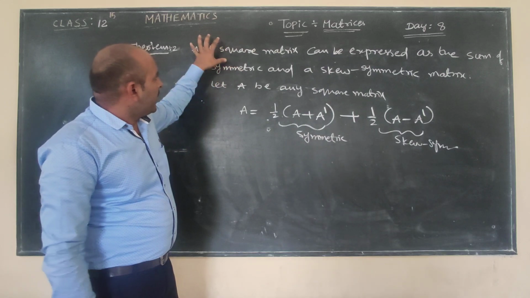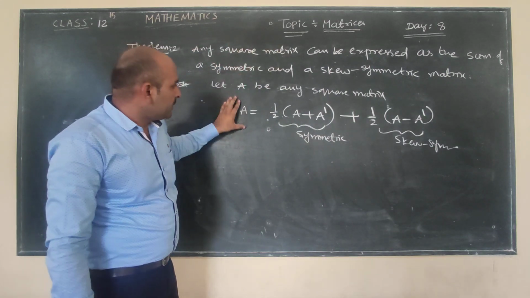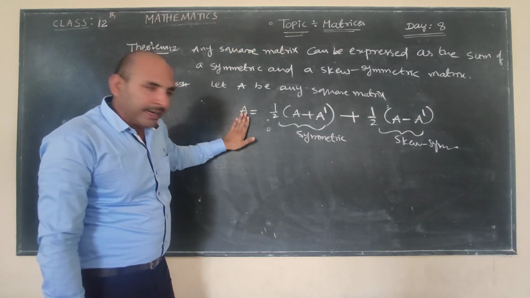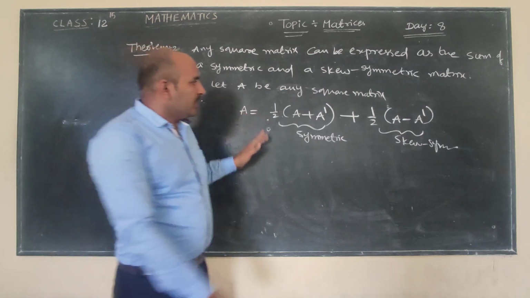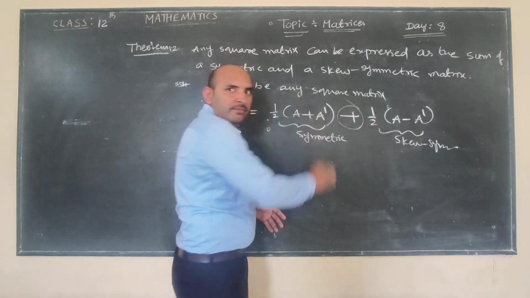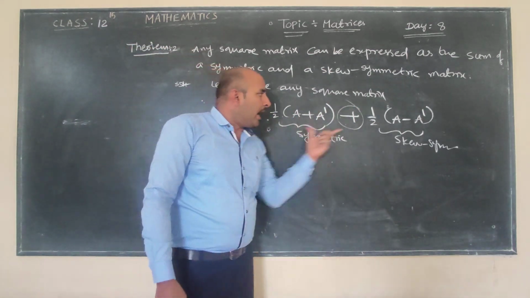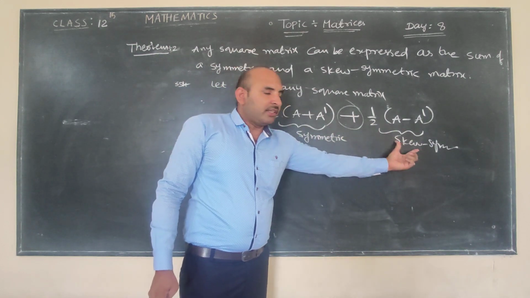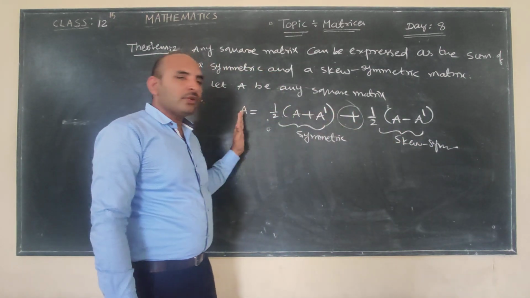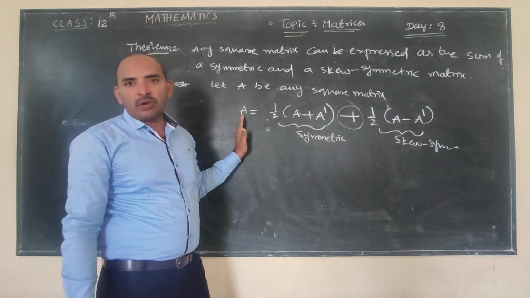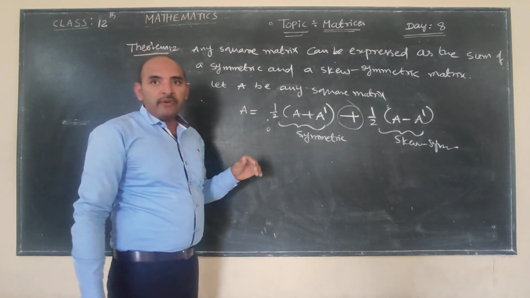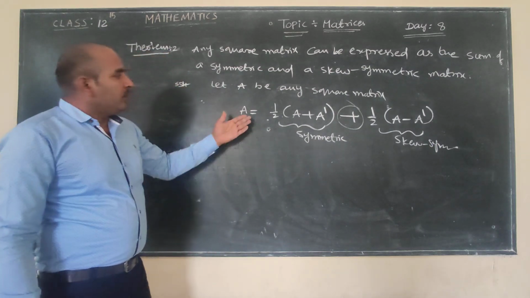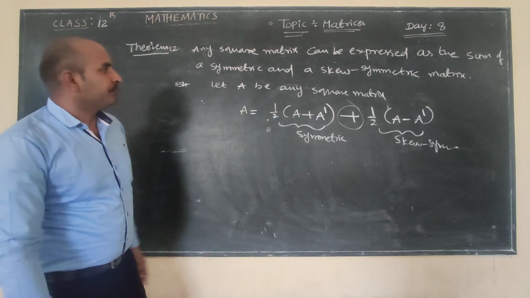Once again, capital A is a square matrix. This matrix can be expressed as the sum of a symmetric and a skew symmetric matrix. When you simplify this, definitely you will get the original matrix. It is also one of the important theorems. While solving problems, you can use this formula.